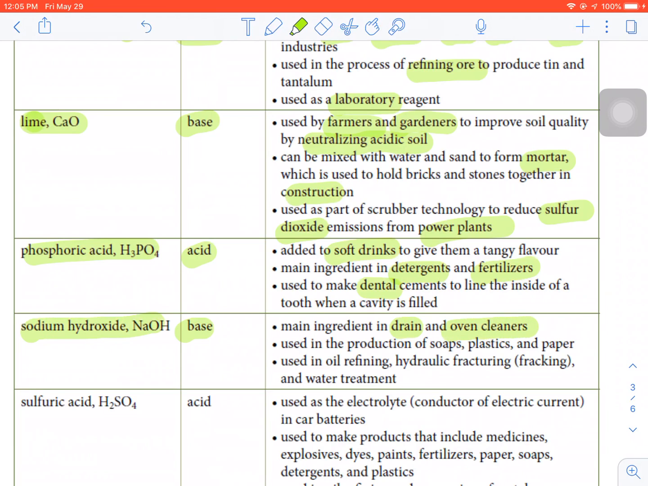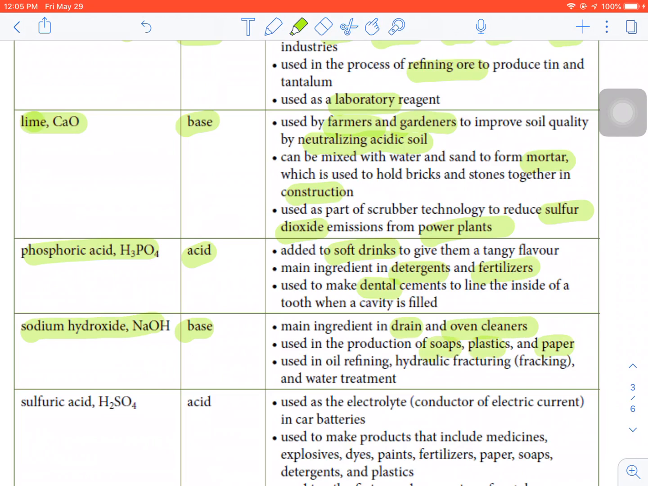It's also the compound that comes in oven cleaners that we use for cleaning our ovens. Sodium hydroxide is used in a lot of synthetic processes, such as the production of soaps, production of plastics, production in the pulp and paper industry.